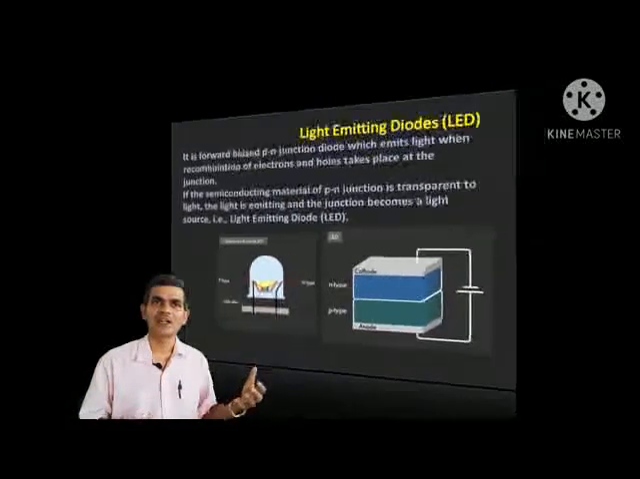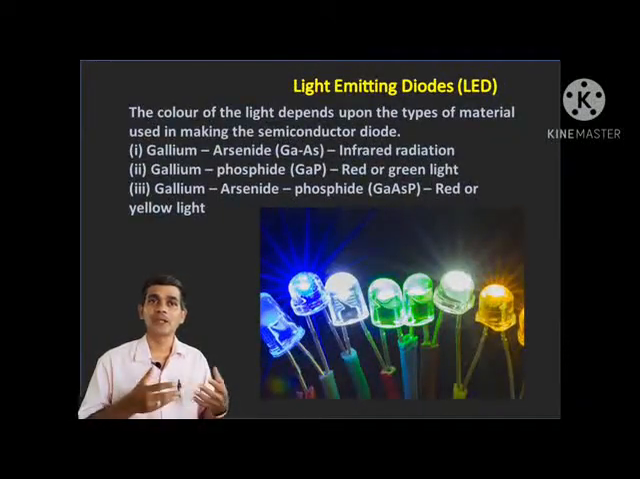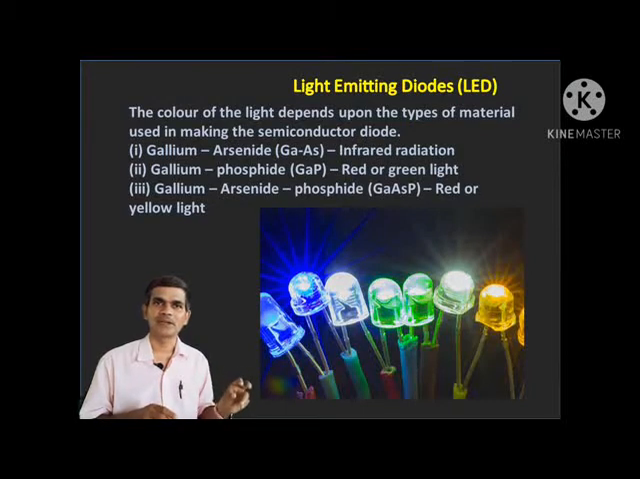The color of light depends upon which type of material is doped while making the semiconductor diode. Suppose you make this semiconductor diode from gallium arsenide, then you will get infrared radiation. Gallium phosphide gives green or red light. Gallium arsenide phosphide gives red or yellow light. Like that, we can get different types of light from this diode, which is called a light emitting diode.